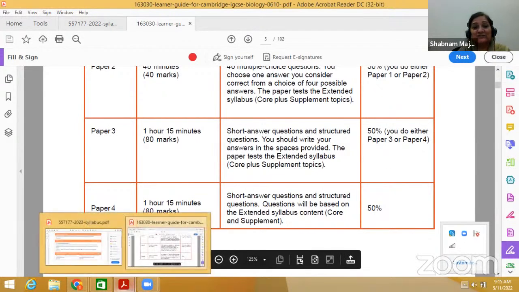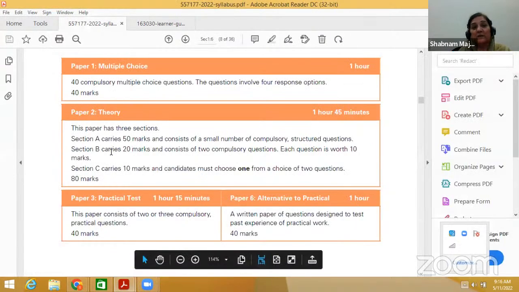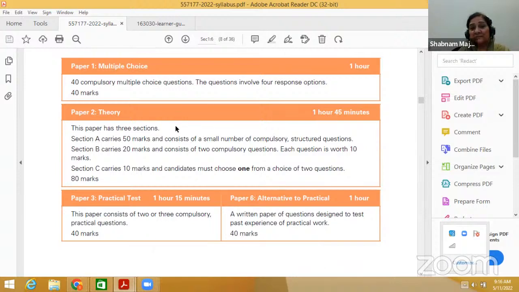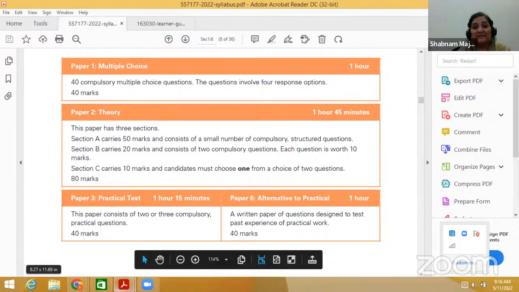And then there's another stream, which is called O-levels. Tomorrow the theory paper is going to be paper 2. This paper is 1 hour 15 minutes, and you are going to have 3 different sections. Section A carries 15 marks, consisting of a number of small compulsory structured questions. Section B carries 20 marks, consisting of 2 compulsory questions, 10 marks each. Section C carries 10 marks, and the candidate must choose one from a choice, either or. So whatever you know better, you can choose that. These are called the theory papers.